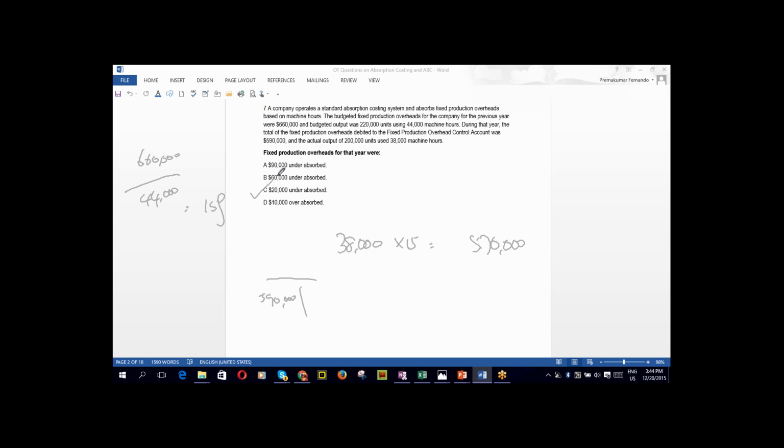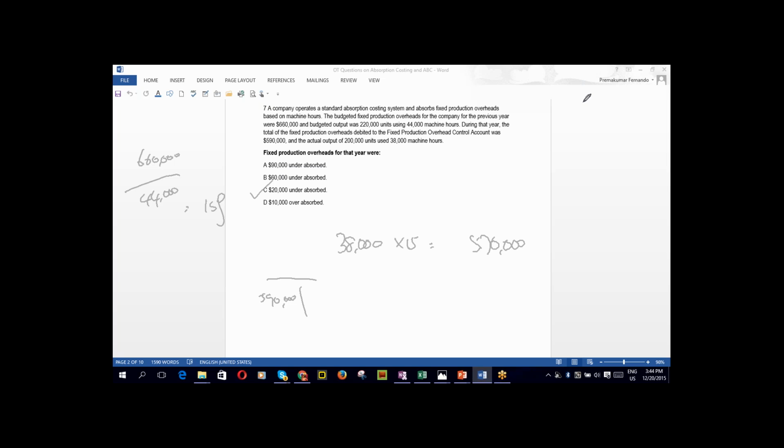Because we have to remember, even though they are given the number of units, all that, we don't need to worry about that, because the machine hour rate is, they say the budget was 660 and the 44,000 machine hours, so 15 is the overhead absorption rate. So we have done 38,000, so we will absorb 570, but our actual expenditure is 590, so 20 under absorbed.